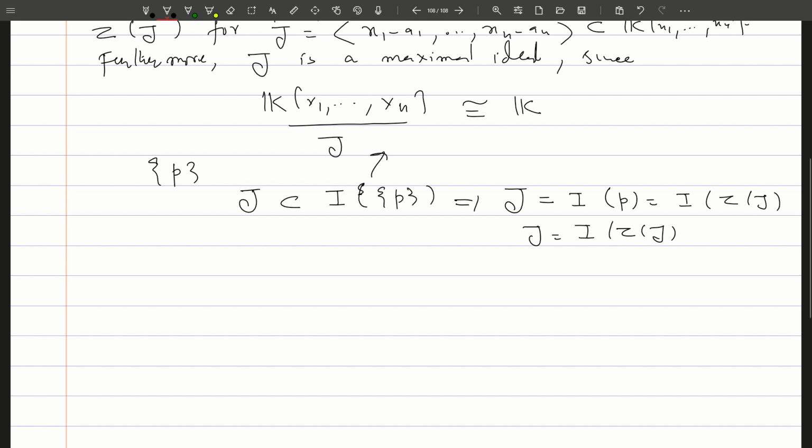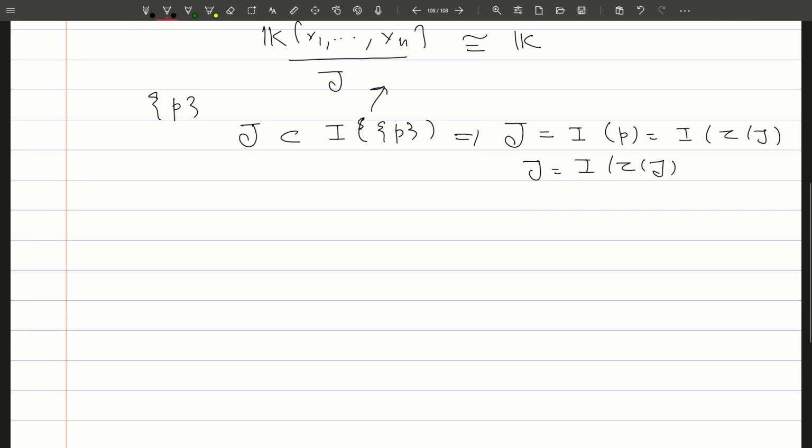And the weak form of Hilbert's Nullstellensatz says that these are the only maximal ideals in the polynomial ring. So we do not prove the weak Hilbert Nullstellensatz. We just state this here. So this is the weak Hilbert Nullstellensatz.